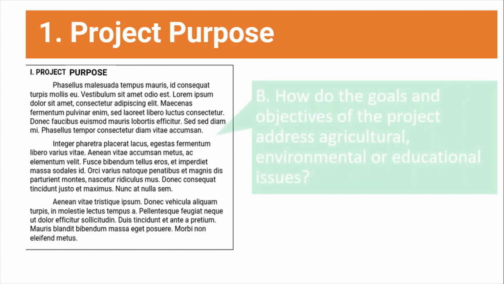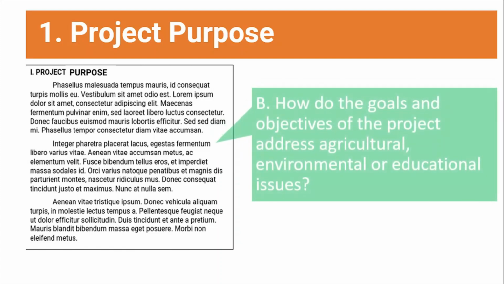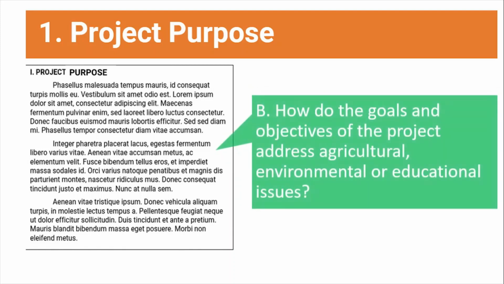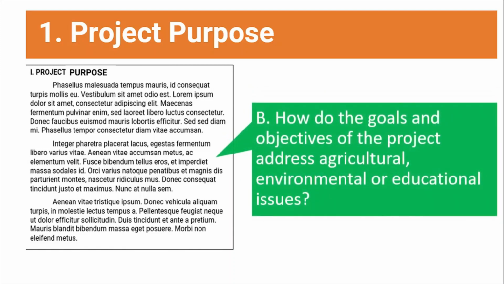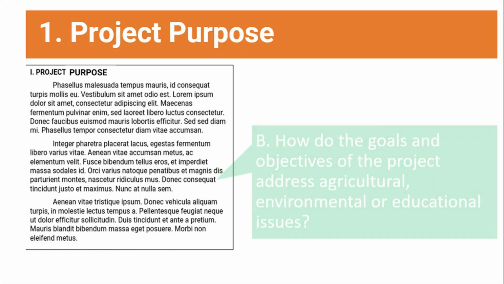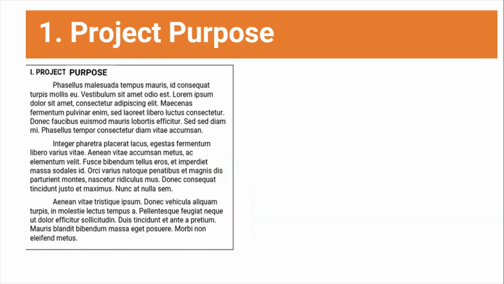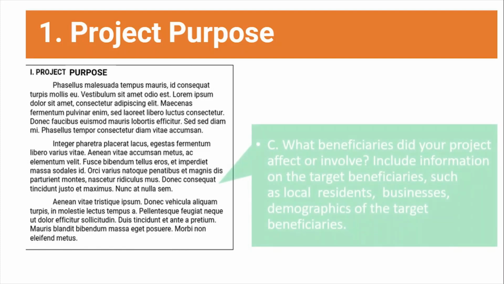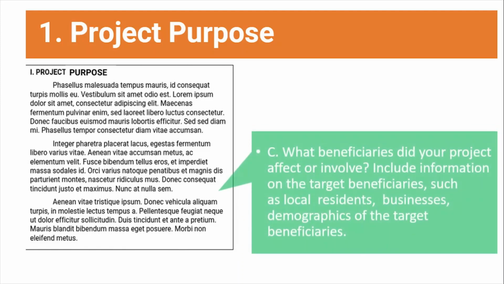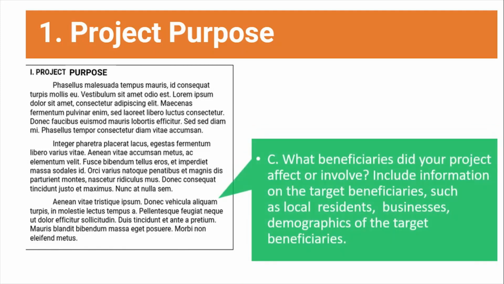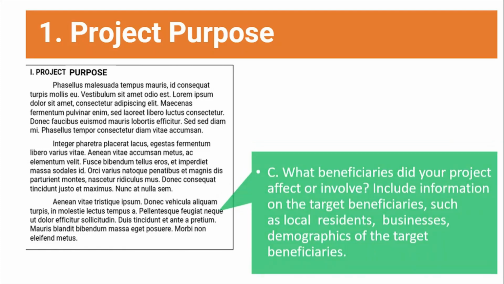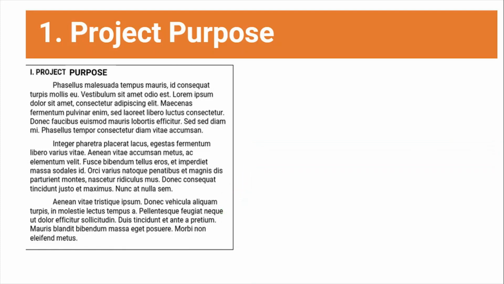And then a second paragraph should contain the following information: how do the goals and objectives of the project address agricultural, environmental, or educational issues? If you recall, these are the thematic areas that we identified at the start of this semester. What beneficiaries did your project affect or involve? Include information on the target beneficiaries, such as local residents, businesses if there are any, and also include demographics of your beneficiaries.